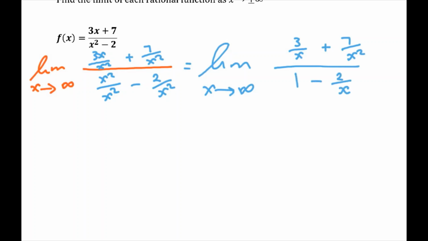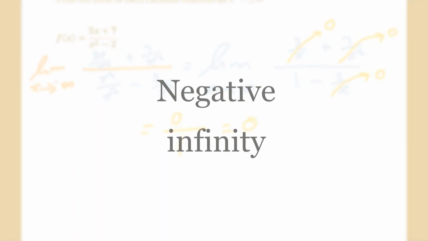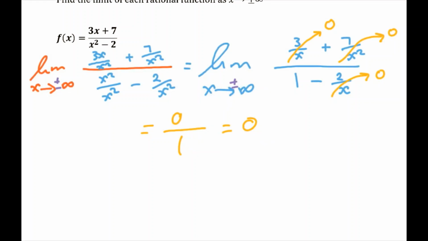Now I just told you that any number divided by infinity will get 0. 7 over infinity squared is 0, and this is going to be 0. The numerator will stay 0, the denominator 1, and that's equal to 0. Now if you try to change infinity to negative infinity, actually we are going to get the same because 3 divided by negative infinity is 0. So positive or negative infinity will end up with the same answer.